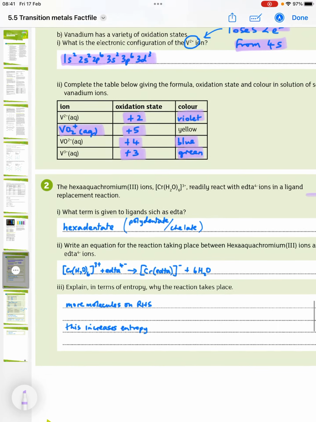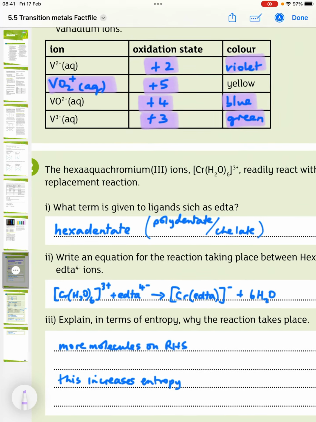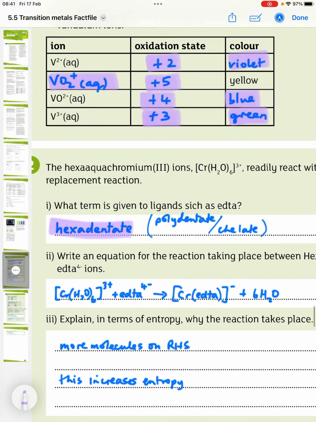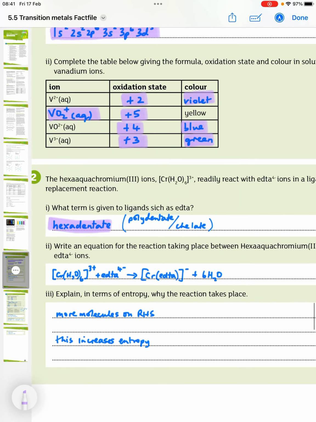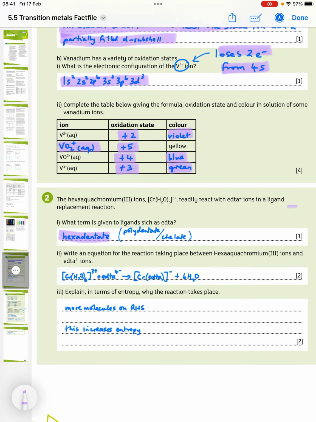So this one's about a complex. It says the hexaaquachromium(III) ions, [Cr(H2O)6]3+, readily react with EDTA4- ions in a ligand replacement reaction. What term is given to ligands such as EDTA? Well, it's hexadentate. You could also have said polydentate or chelate. But hexadentate means it has 6 sites which can form coordinate bonds in the complex. Write an equation for the reaction taking place between hexaaquachromium(III) ions and EDTA ions.